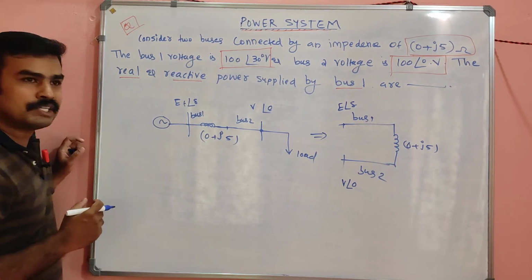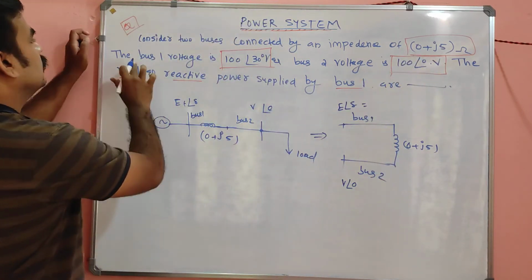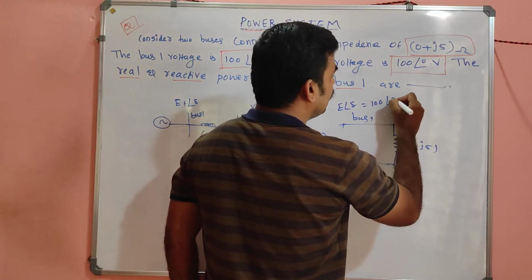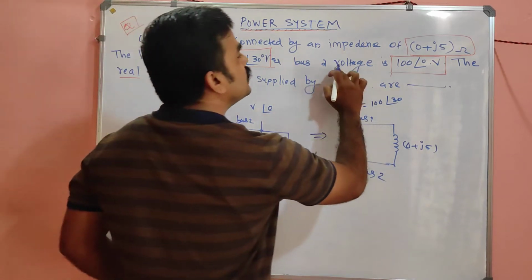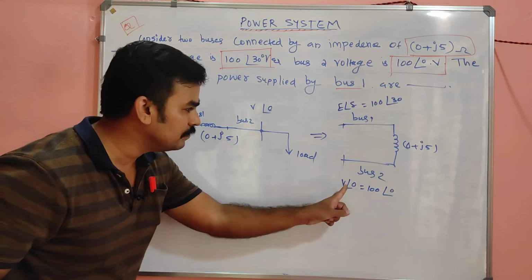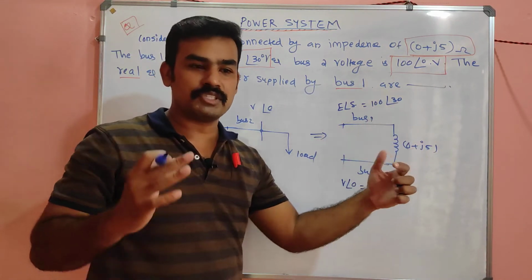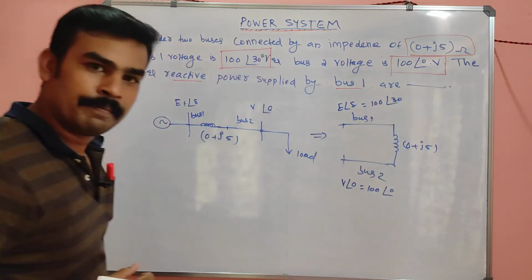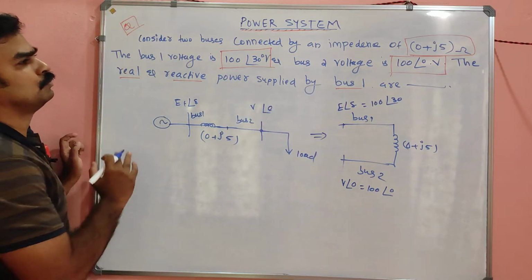So what will be the equation? E angle delta is directly given: the bus 1 voltage is 100 angle 30, correct format. And the bus 2 voltage is 100 angle 0, that also is correct, because we assumed this format and the given data correctly resembles it. So our assumption is correct. Okay, so what do you have to find now?